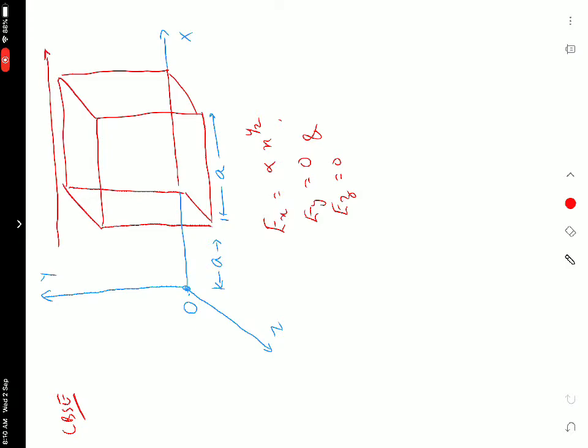Electric field exists only along the x axis, and alpha is a constant, so it is written as alpha x. So electric field is a function of distance x. As x increases from the origin, the value of electric field also increases. It is not a uniform electric field. That is a very important point here.